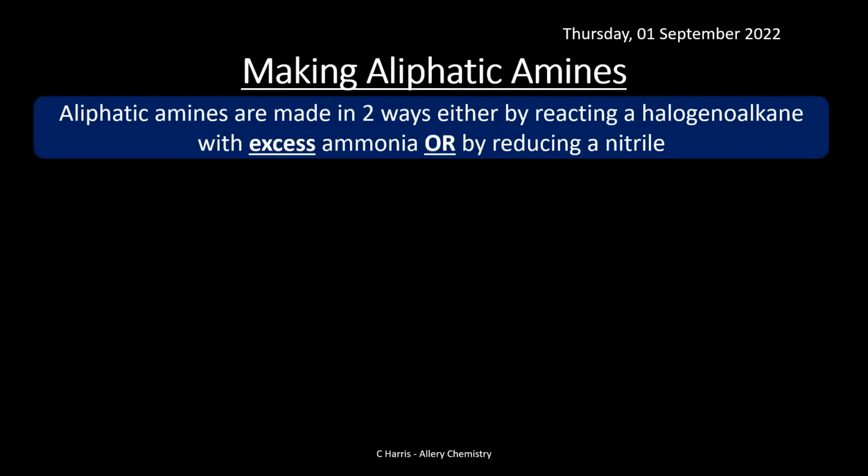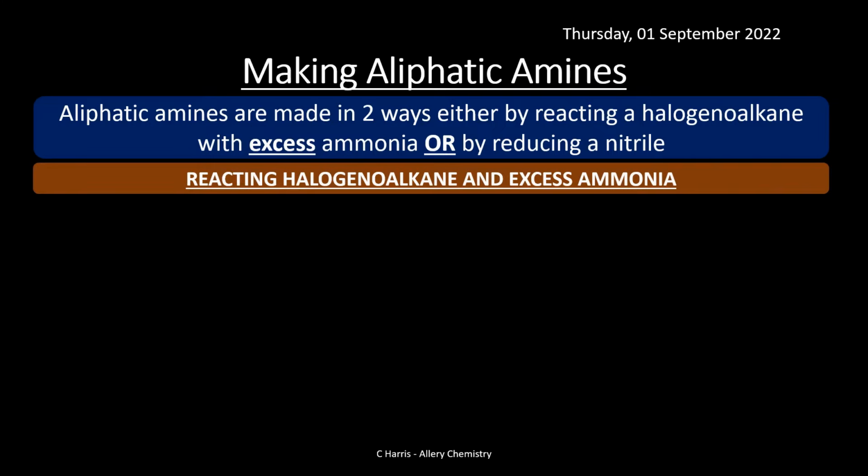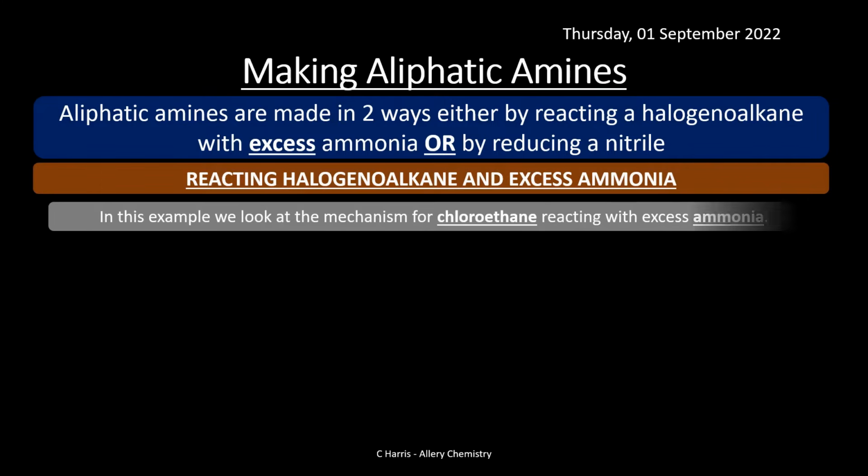Okay, so let's have a look and see how we can make aliphatic amines. Aliphatics are basically molecules that don't have a benzene ring in, essentially. So aliphatic amines are made in two ways. We can either react a halogenoalkane with excess ammonia, which we're going to look at first, or we can make them by reducing nitriles instead. So like I say, we're going to look at reacting halogenoalkanes with excess ammonia first.